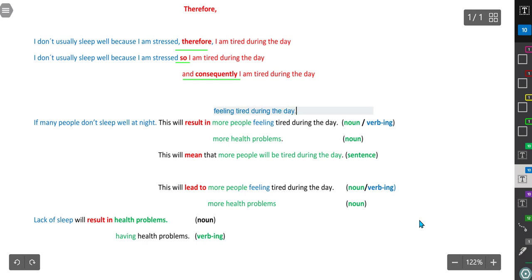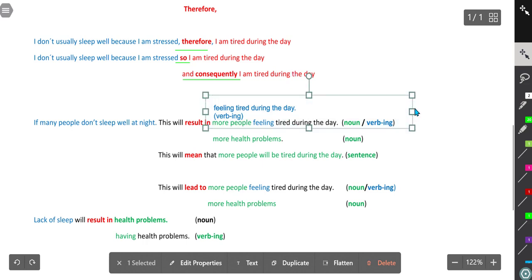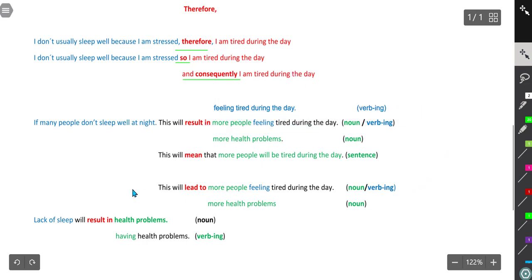So in this case, guys, I am writing the consequence, but it has a special form. In this case, the form is an ing in the description where I'm talking about the result. So this is what you need to pay attention. Okay, then another possibility is if many people don't sleep well at night, this will mean that more people will be tired during the day. Okay, in this case, I have mean, but now in this case, I have a complete sentence.